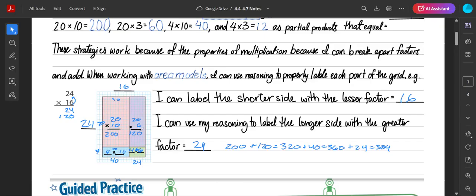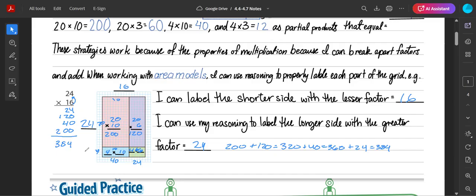Now you'll notice that I already have some of my similar partial products. Now that I've done my ones, I'm going to move to the tens place and multiply 10 times 4, and that gives me 40. You'll notice that's the same as there. And then 10 times 20, which will give me 200. And so, no matter which strategy you did, whether you did it this way or this way, you should still get 384.